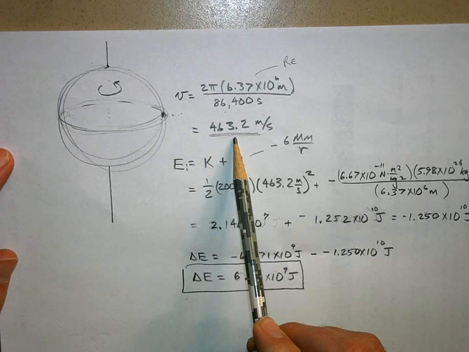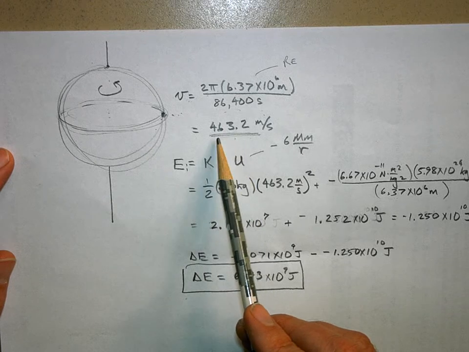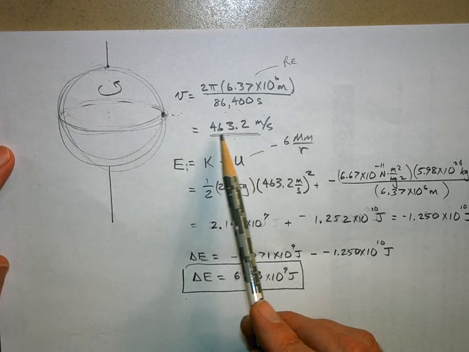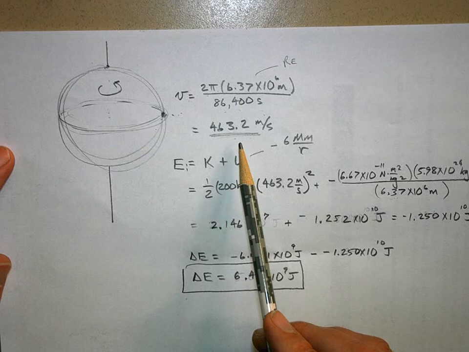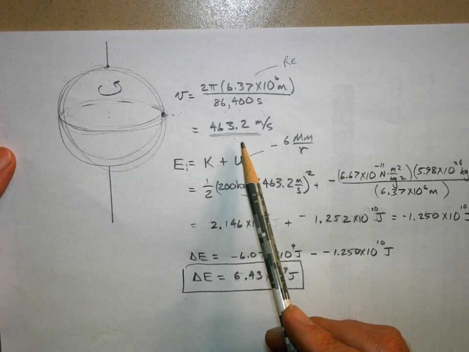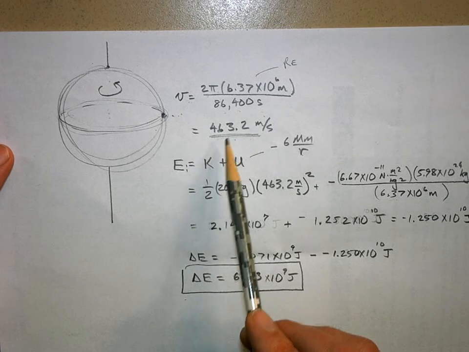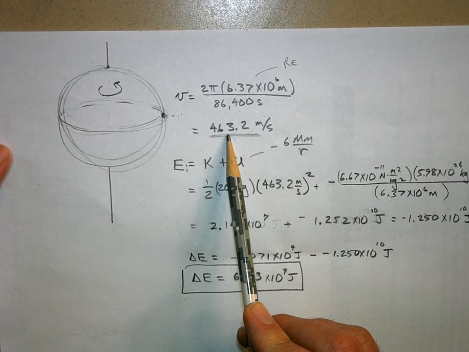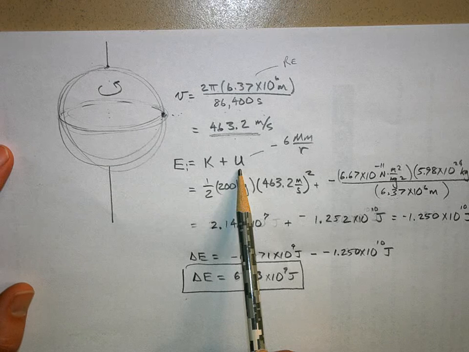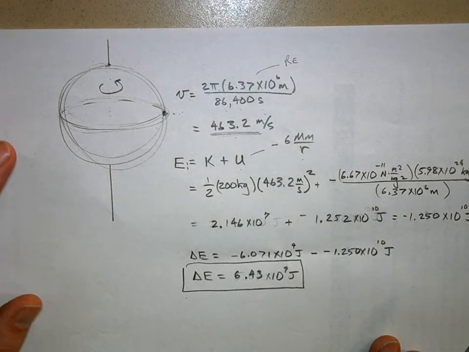Now that's really fast. If you're standing at the equator, you're going 463.2 meters every second. That's like 1/3 of a mile per second. That's really fast. Okay, so I have lots of kinetic energy. I also have potential energy, negative GMm over r. So let's figure out what that is.